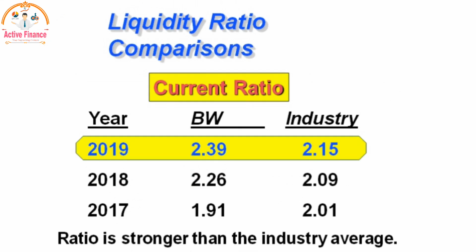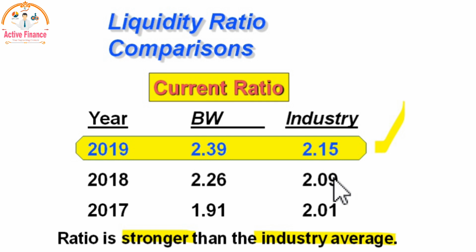Here is the comparison of current ratio of Basket Wonders, where I have mentioned 3 years data of Basket Wonders. So in 2019 the data is 2.39, which we have found as the current ratio, and the industry's current ratio is 2.15. Every organization has its own ratios. So here the Basket Wonders current ratio is 2.39. It means the ratio is stronger than the industry's average. So this is current ratio.